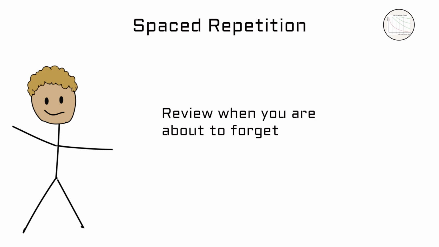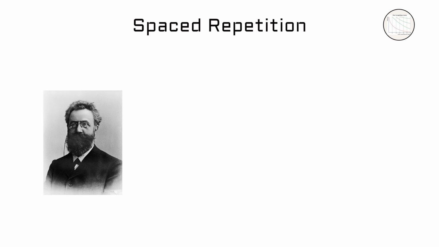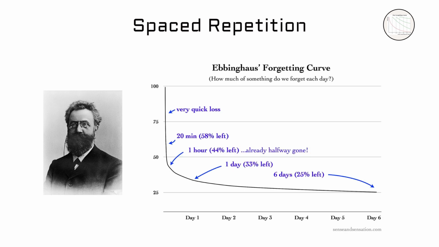Spaced repetition. Spaced repetition is basically giving your brain a helpful nudge right before it's about to forget something. This idea comes from psychologist Ebbinghaus' forgetting curve. Our brains tend to forget new info quickly, but if you review just as you're about to forget, your brain thinks, hey, this must be important, and holds on to it longer.